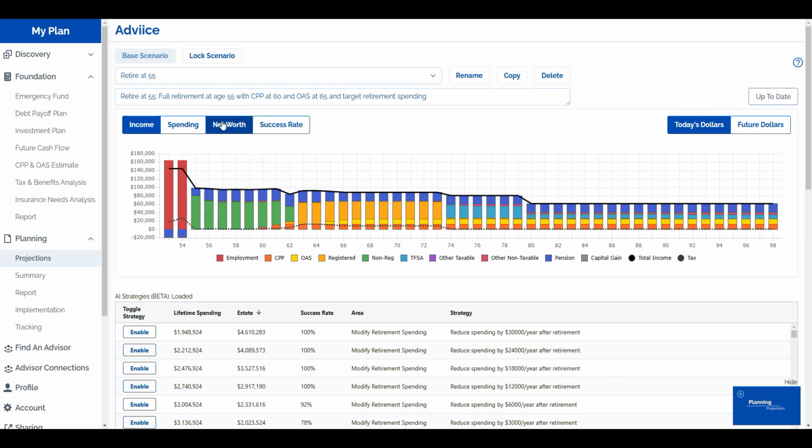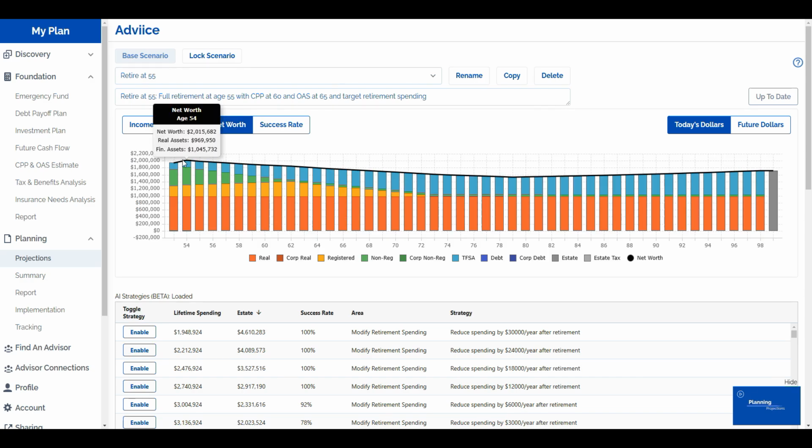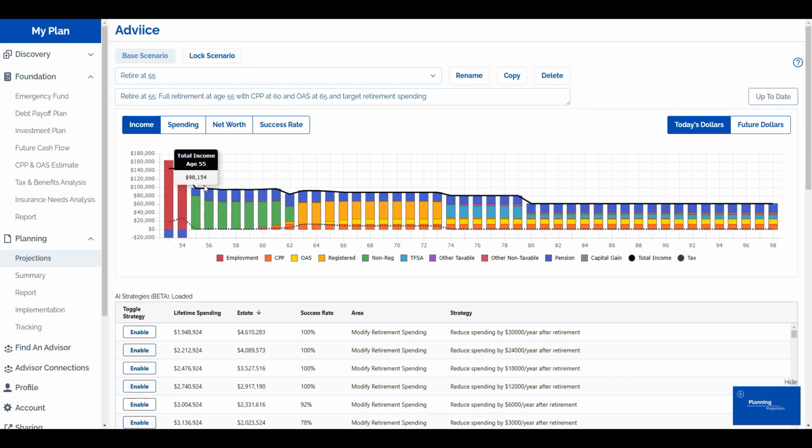They've got a fairly good plan. Their net worth looks quite good. They've got $1 million of assets here. They've got a bit of pension income. They're going to draw down their non-registered first, then they're going to switch to registered. They're going to leave their TFSA to last, until age 74 or 75.